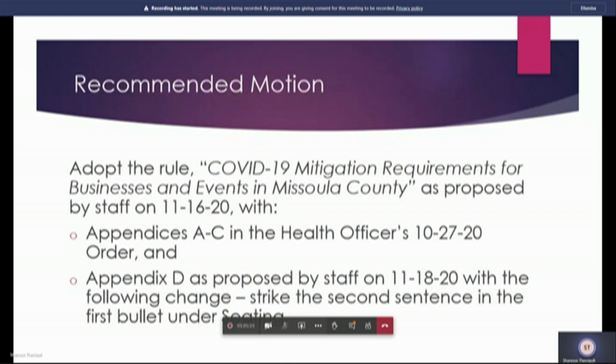And so that line, that second sentence under the first bullet under seating in Appendix D, which specifically says, all customers must be seated or be actively going to a table, the restroom, or an exit. We would like to strike. We would recommend that be stricken because they're also able to get up and order at the bar counter. And they're also able to get up and play bar games such as pool and darts right now.